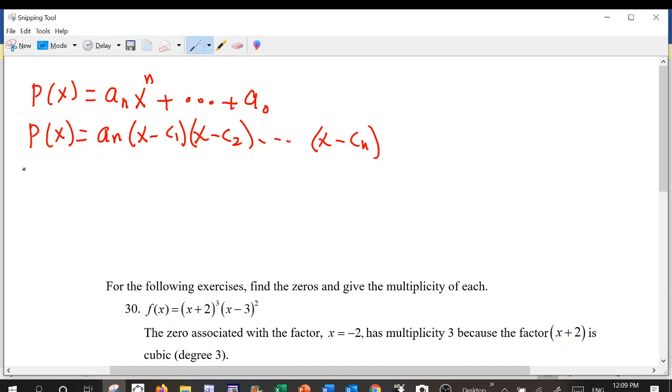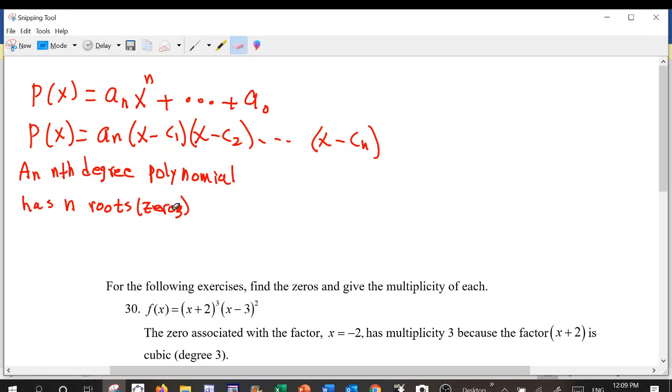And we know that an nth degree polynomial has n zeros or roots, n roots or zeros, right? So that's a theorem that we accept, that if we have a polynomial that is like 4th degree, then it has to have 4 roots.